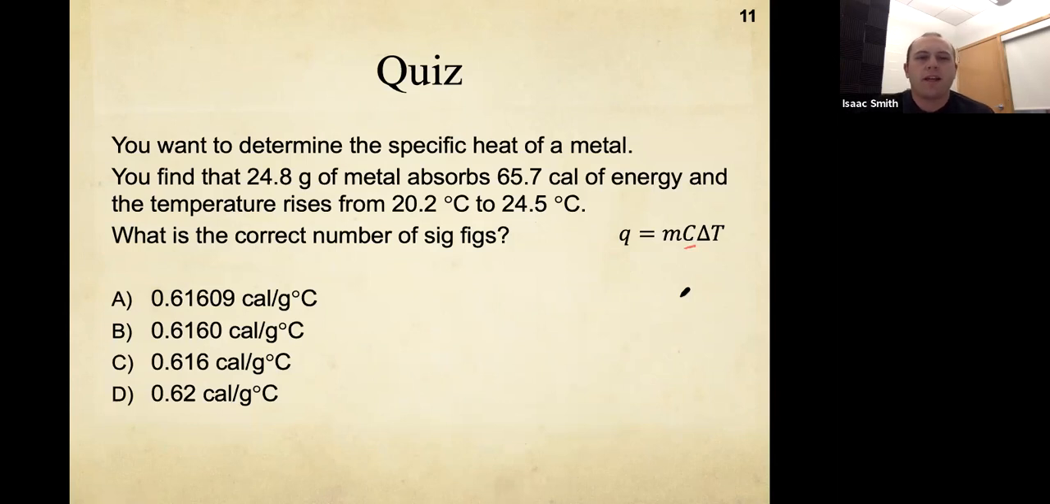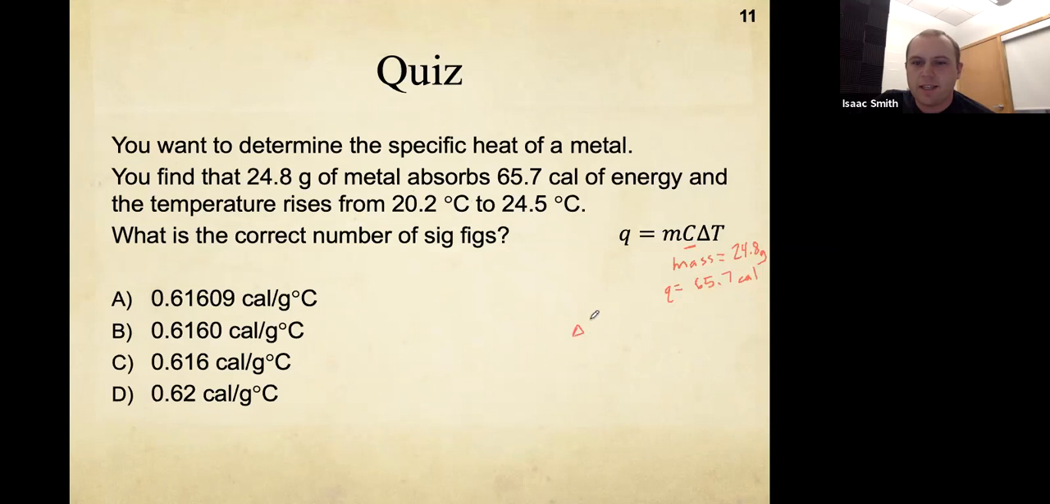You find that 24.8 grams of metal, so that's your mass. So you could start writing these out as you read the problem. Sometimes that helps, right? Our mass equals 24.8 grams, okay? Absorbs 65.7 calories of energy, okay? So that means our Q, which is our heat, right, is going to be 65.7 calories of energy. And the temperature rises from 20.2 degrees Celsius to 24.5 degrees Celsius.